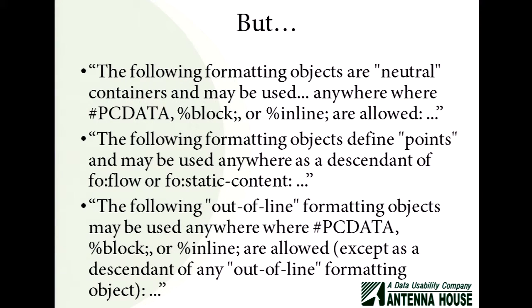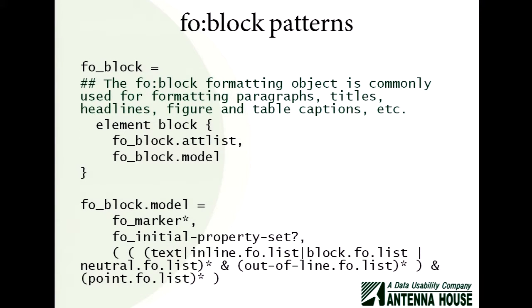And some are outer lines, which, like floats, you can't have a float inside a float. So there are other restrictions. Here's an example of the RelaxNG that's produced. It still looks pretty similar. The model for block: we still have our inline FO and our block FO, but we can also have zero or more markers at the start. There's an initial property set which applies only in FO block, and there's our neutrals, and there's our outer line, and then there's our points for the change bars.